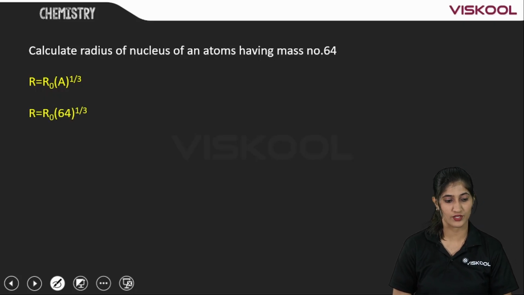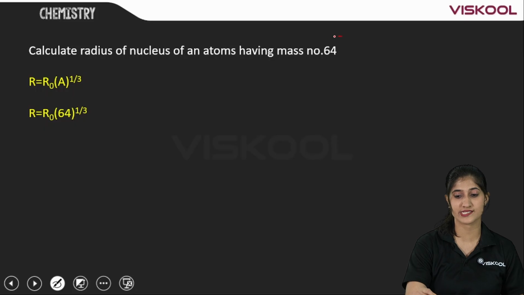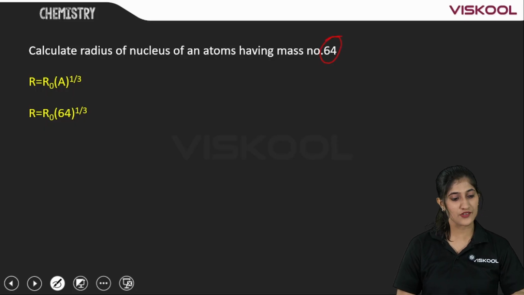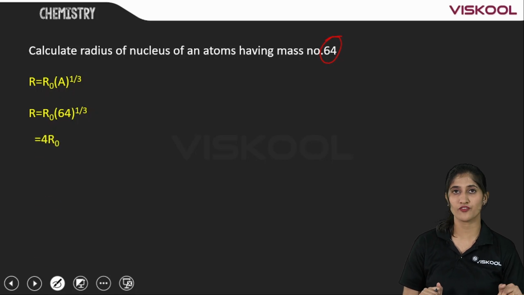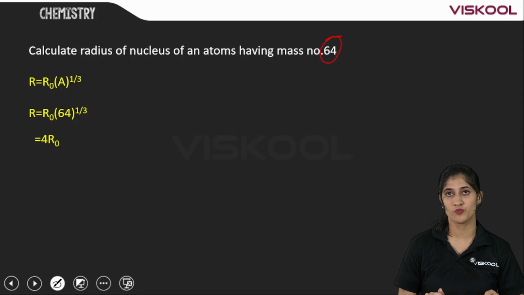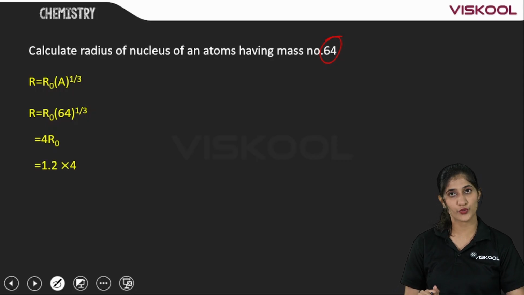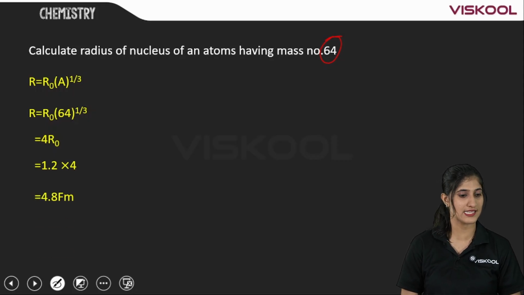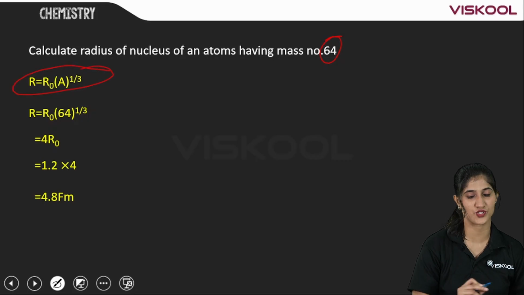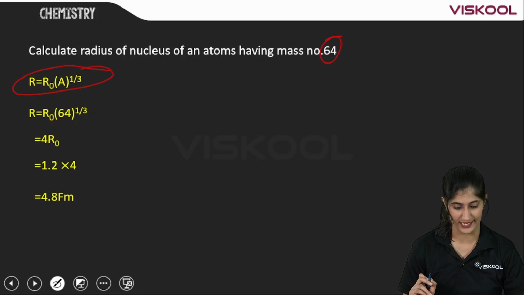R will be equal to R0 times the mass number, which is given as 64, so 64 raised to 1 by 3. That is the cube root of 64. What is the cube root of 64? Yeah, it's 4, right? 4 into 4 into 4 is 64. So 1.2 into 4, that is 4.8 fm, is the right answer. This formula is important and you should remember the value of R0, that is 1.2.